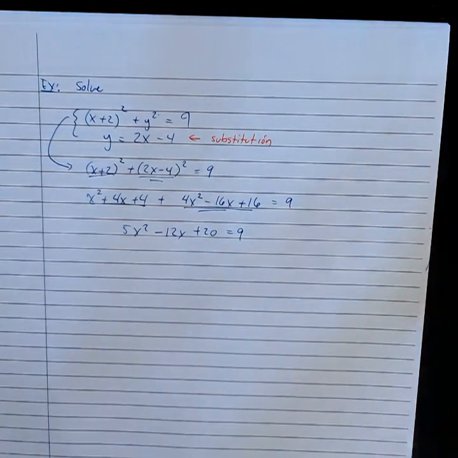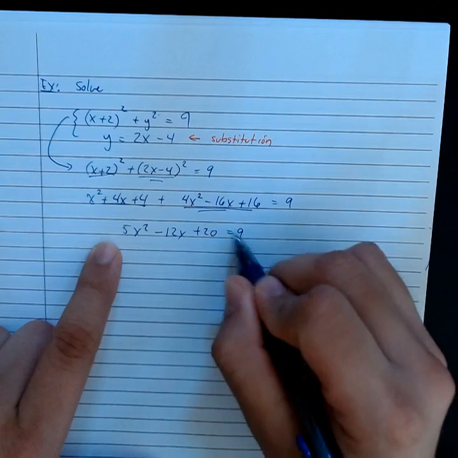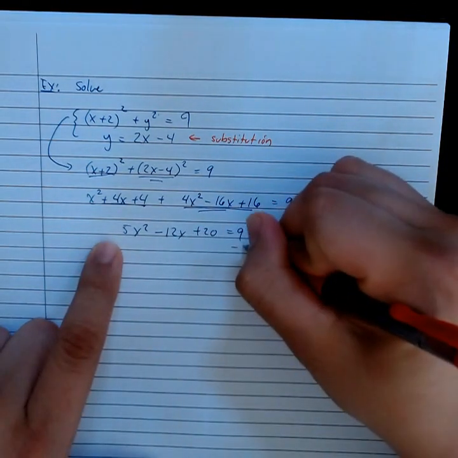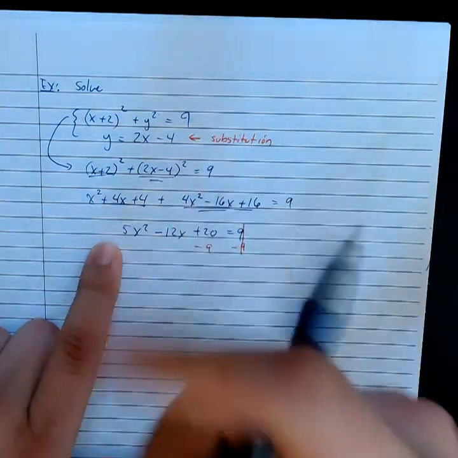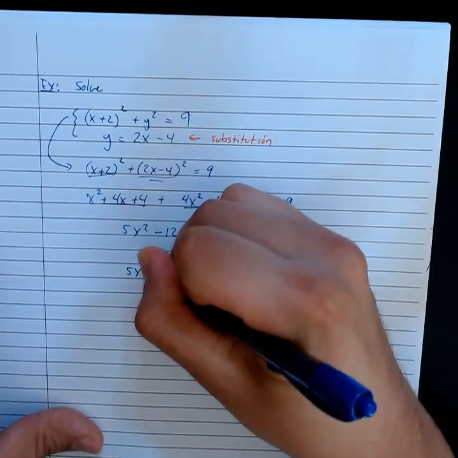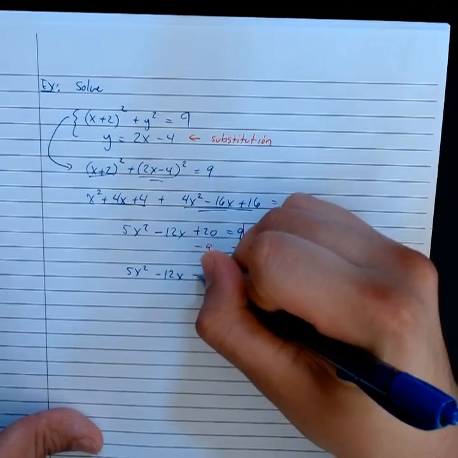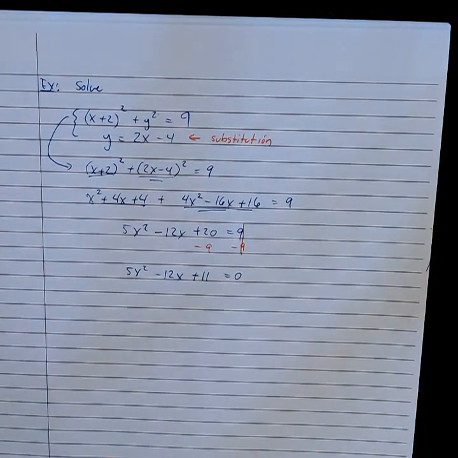Just like that. And now, since that's a polynomial equation, let me go ahead and subtract 9 over to this side so that I can get one side equal to 0 and make things a lot nicer to solve. So that's going to now be 5x squared minus 12x plus 11 is equal to 0. So we're left with a quadratic equation.